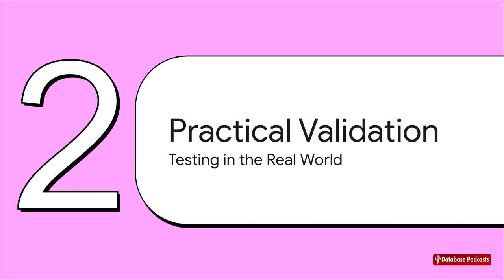Okay, so the confusion matrix is fantastic for grading a model on old data. But what about in the real world? How do we validate it in a live environment before we hand over the keys to the car? Let's talk about a couple of really practical ways to do that.